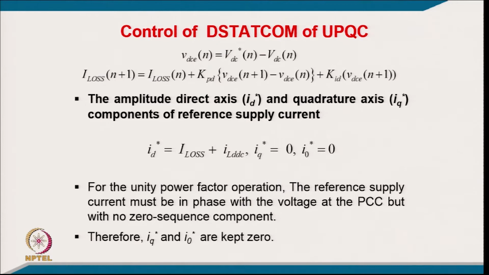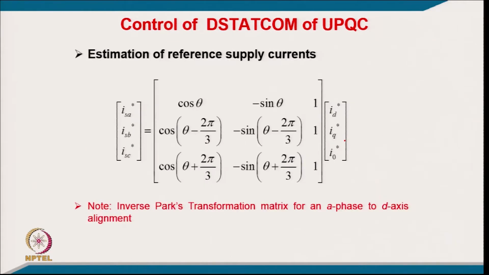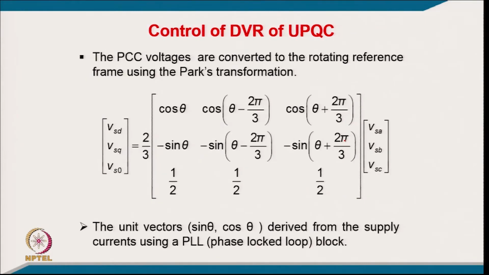The amplitude of the direct axis is I_loss plus the load active component of current. The quadrature axis we keep 0 because we want a unity power factor, and the zero sequence we keep 0 because there is no zero sequence current flowing into the grid. So, for unity power factor operation, the reference current must be in phase with the voltage at the PCC with no zero sequence current, therefore Iq and I0 are kept 0. After getting Id and Iq, you can transform to the reference grid current, typically in the balance theory, by the inverse Park transformation.